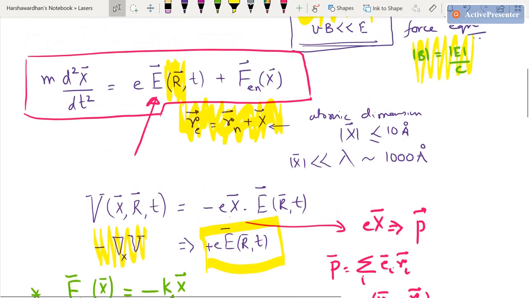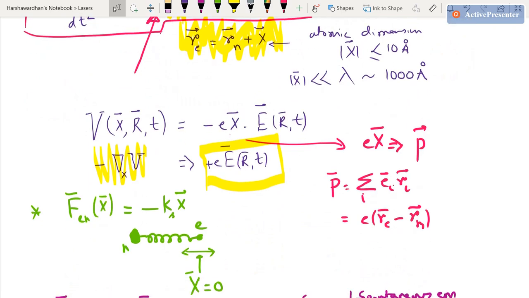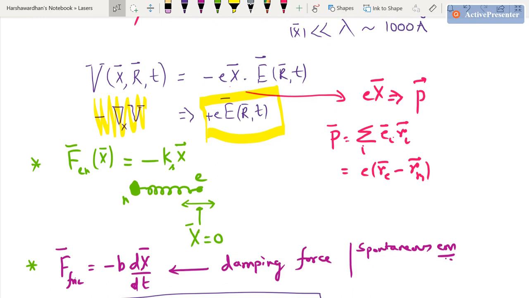Now let's look at this last term, which is the next term in our governing equation, which is the binding force. This is where the Lorentz model actually comes in. Remember that the Lorentz model is not a model for the atom. It's a model for the interaction between light and atom. If you look at the Lorentz model, what one is saying is that the electron is bound to the nucleus, we know, through Coulomb force.